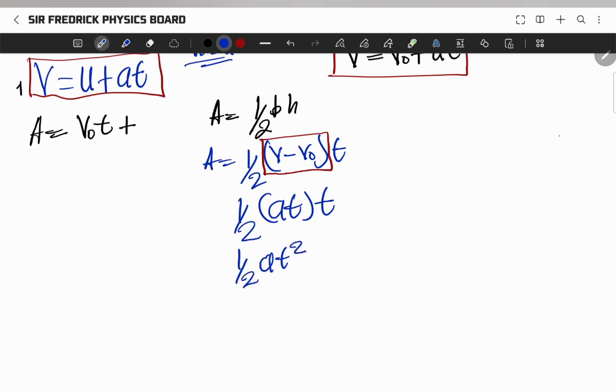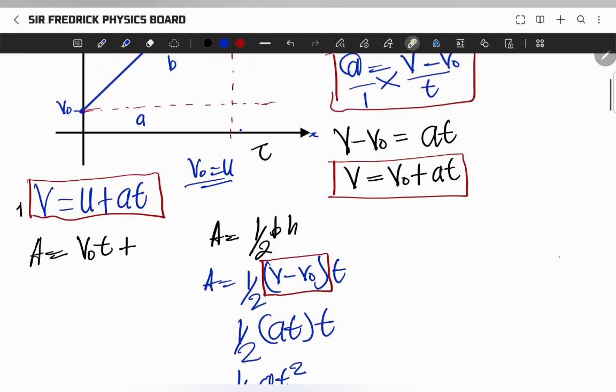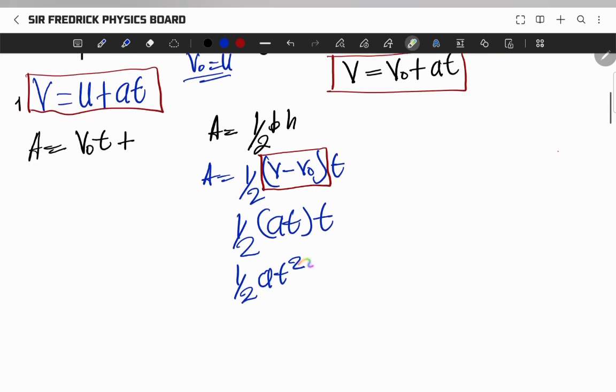Now remember, we are finding the total area. So what's the total area there? We are going to add that of shape A and shape B, which is right here. So we add. Remember, area under the velocity time graph in physics means displacement. So it's v naught t plus half at squared. Let me correct that.